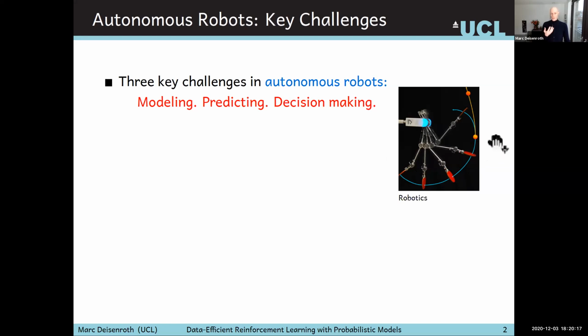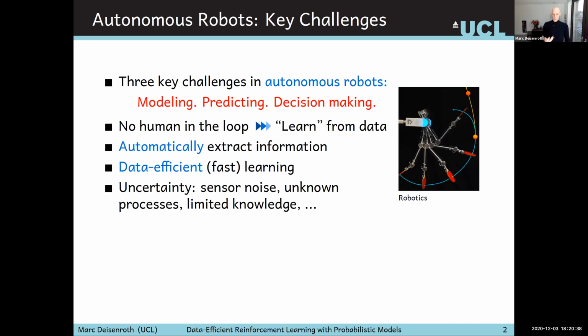And then we also face the challenge of decision-making. The decision-making problem could boil down to changing the control sequence if we see that we are not going to hit the table tennis ball. So these 3 key challenges are quite important when we talk about autonomous robots: modeling, predicting, and decision-making.